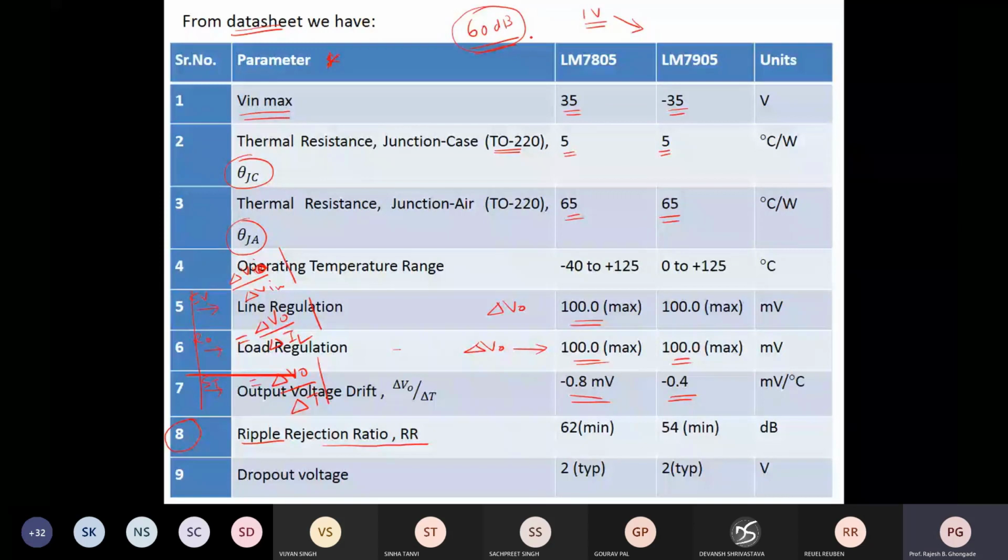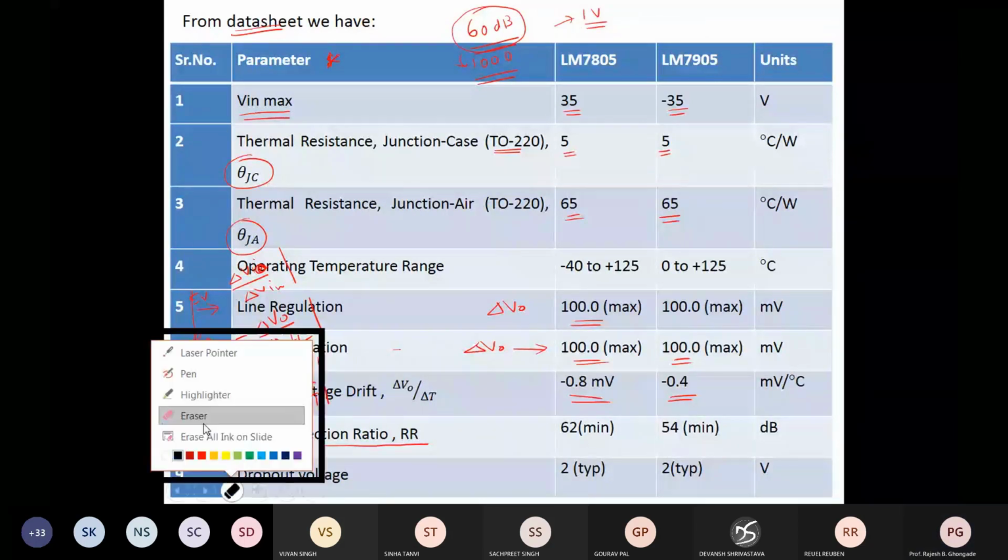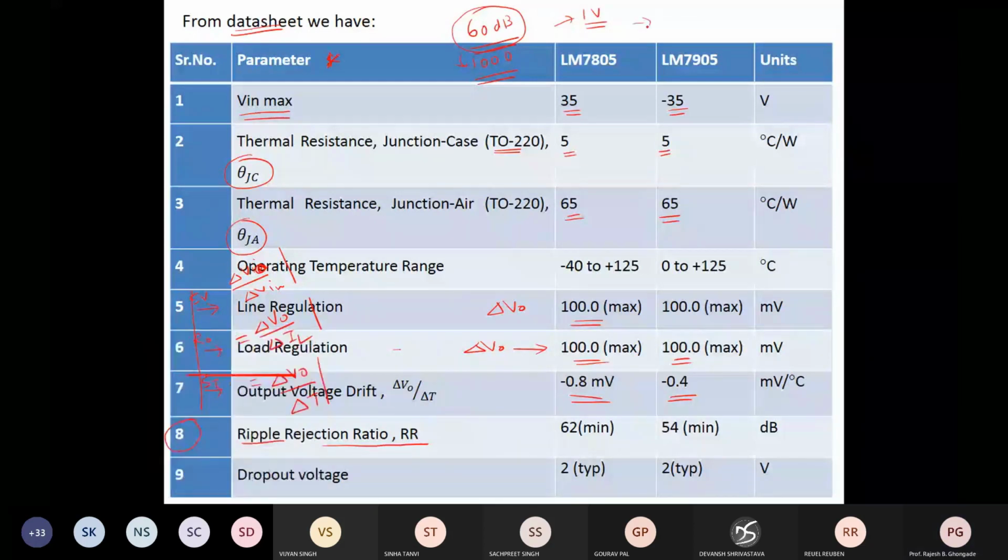So 60 dB corresponds to how much? 1000. So it means that if my input ripple is peak to peak 1 volt, my output peak to peak ripple is guaranteed to be not more than, yes, anyone? 1 millivolt. 1000 times reduction. Understood?